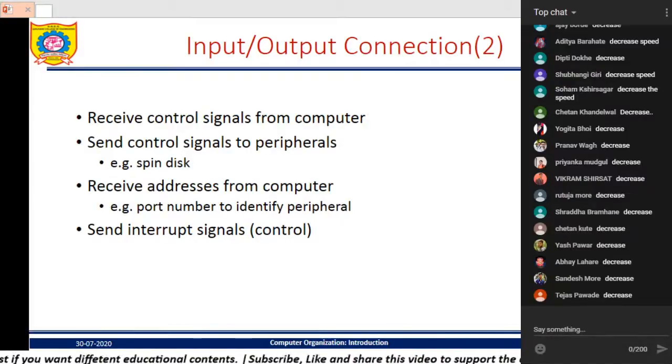In input, it receives control signals from a computer, sends control signals to the peripheral as discussed before, and receives an address from a computer, that is the port number to identify which peripheral. This is important. And it sends interrupt signals if you want to interrupt any process which is actually going on or which is already in process.